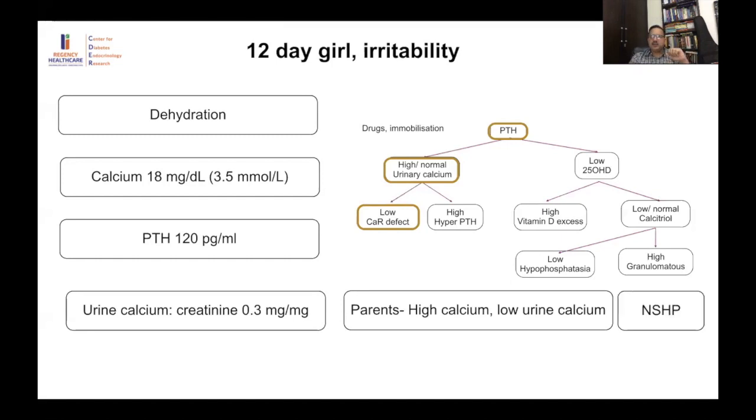And this is the classical form, which usually will require initial stabilization, probably the use of calcium mimetic agents, the use of cinacalcet, the use of hydration, diuretics, and subsequently surgery would be what is required in most situations in this perspective.